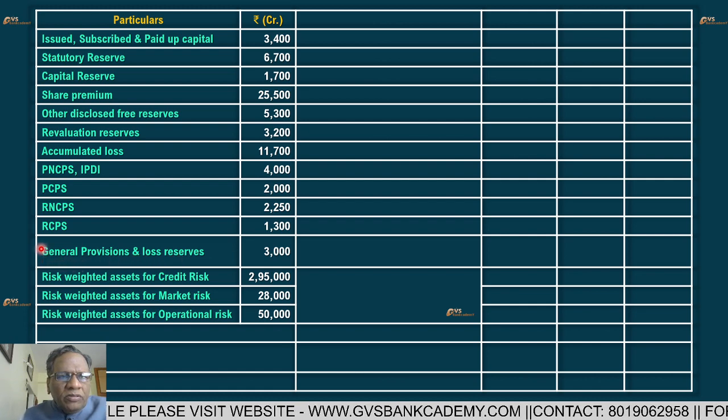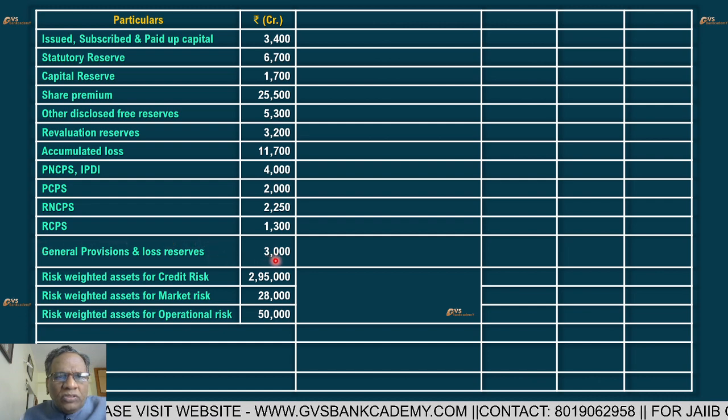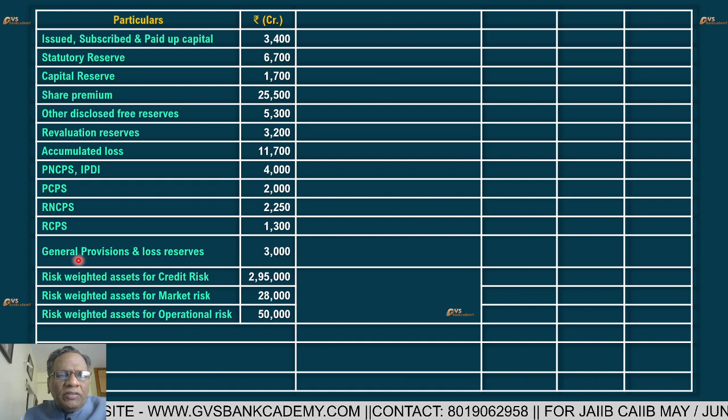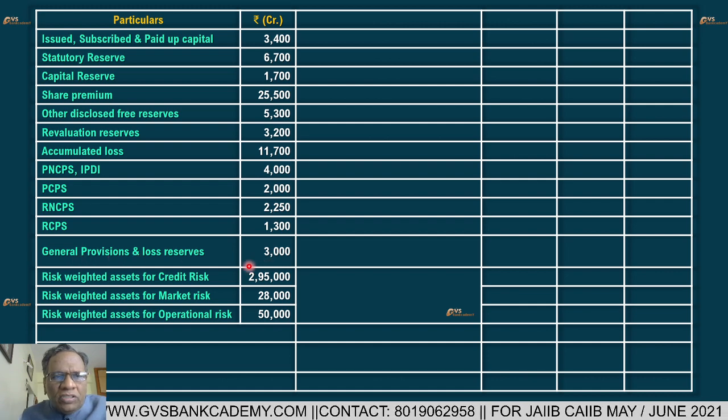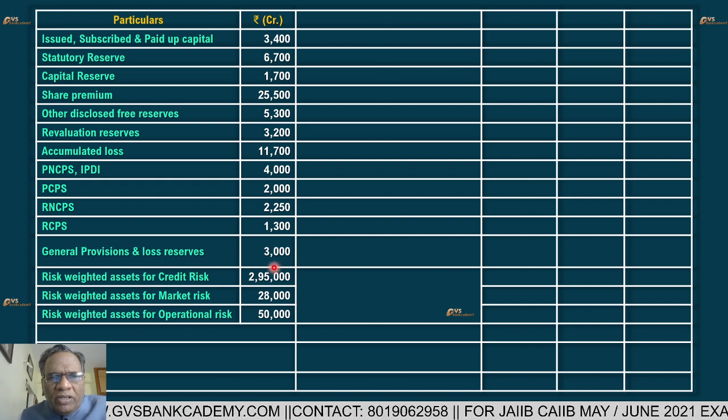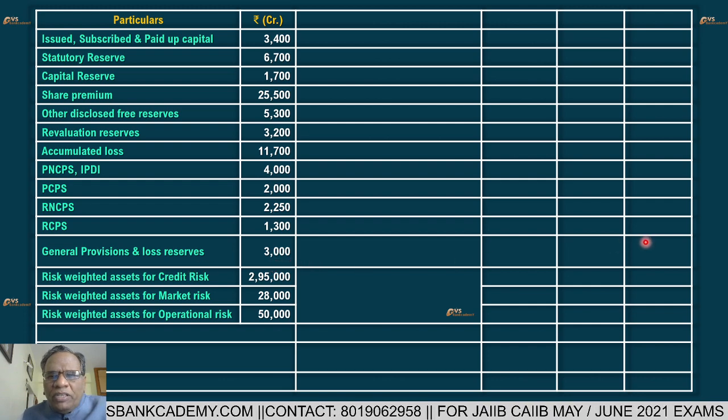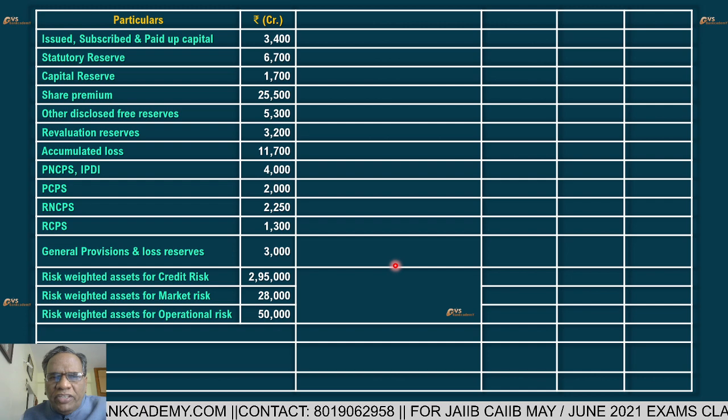All these items put together, the bank has 3,000 crores: general provision on standard advances, floating provisions, country risk provision, and investment reserve account. This also we can take as part of tier 2 capital with some restriction. That restriction you will read.